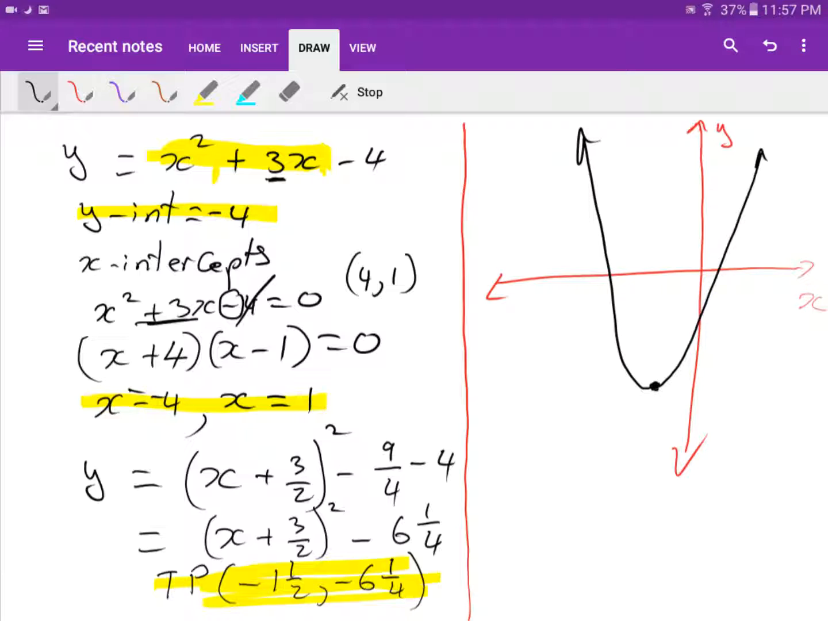That's all. Now I just label it. Negative 1.25 and then negative 6.25. Sorry, I copied wrong here, so it should be negative 1.5. And that's it for the turning point. The y-intercept is negative 4, I just put negative 4 there, and the x-intercepts are this is 1, and this is negative 4. This is how you sketch it.